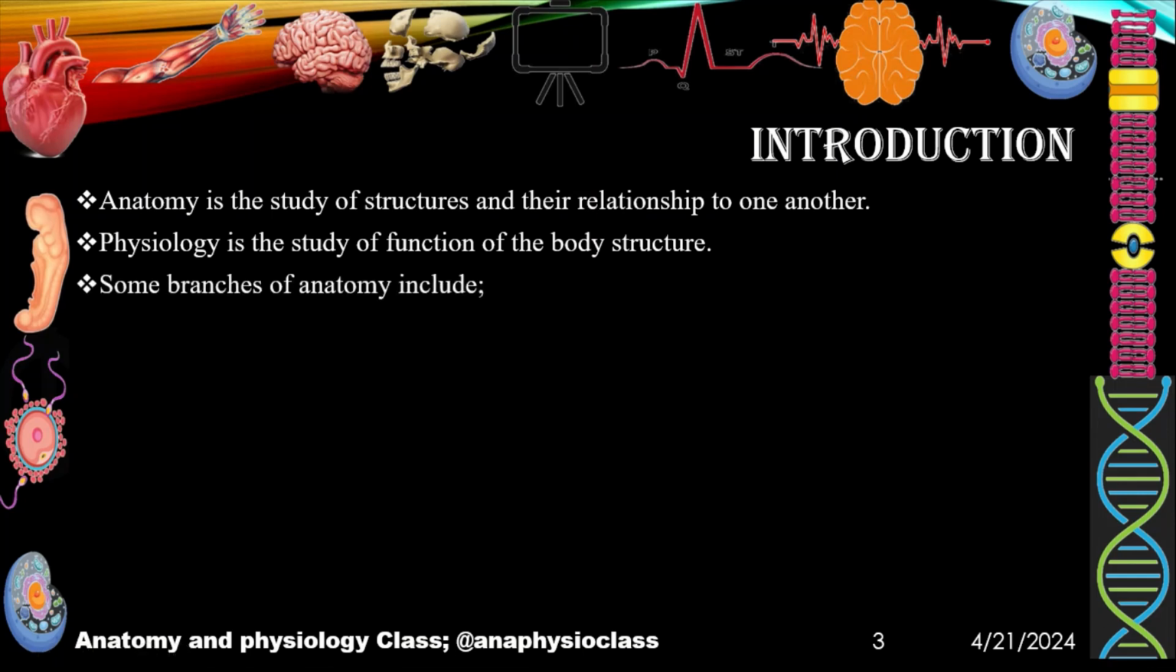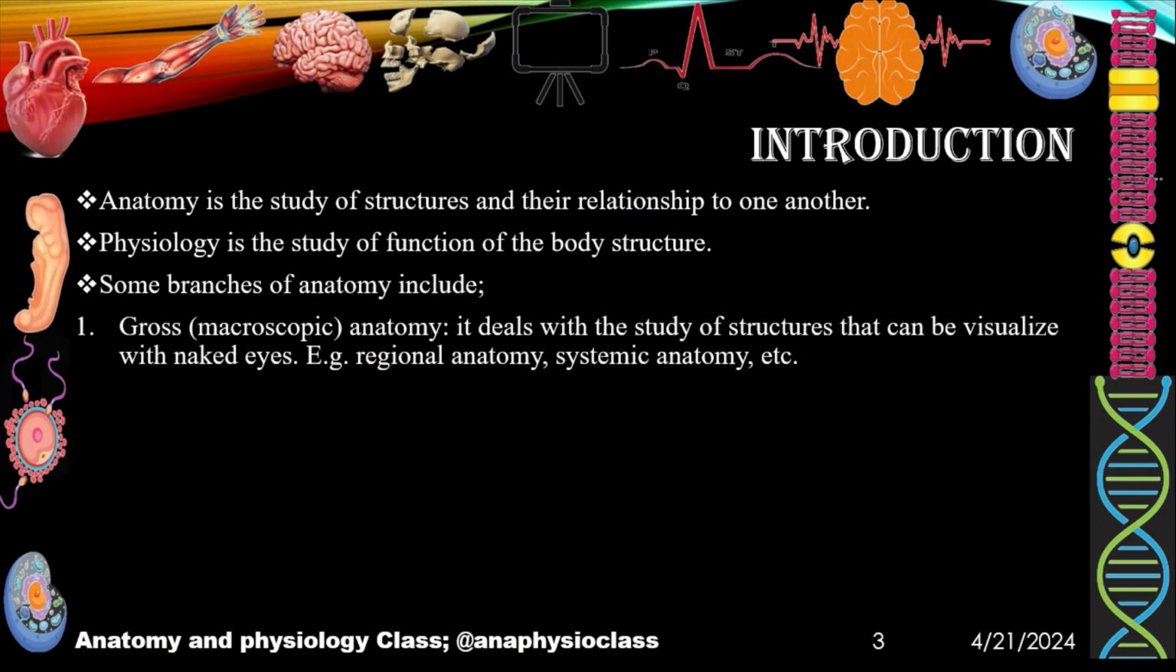So anatomy has so many branches, but the main branches of anatomy include gross anatomy, which deals with the structures that can be visualized with naked eyes. Example: regional anatomy, systemic anatomy, and the rest. So just look at these structures. For example, the heart, this hand, the brain, the skull, and other structures that we can visualize with our naked eyes. So gross anatomy is more about all these structures.